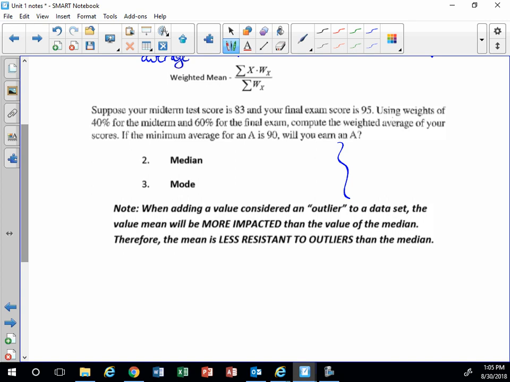So guys, what are you doing to calculate this? How do you find the weighted mean? Midterm score is 83, final exam 95, 40% and 60% of the weights. What do you do? I did 0.83 times 40, and then I did 0.95 times 60 and added them together.